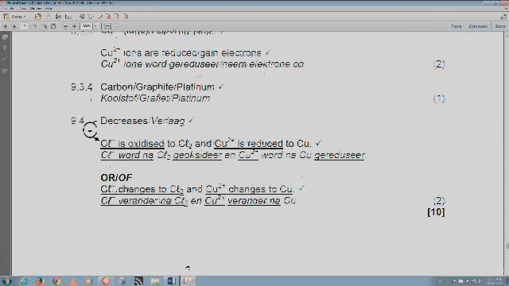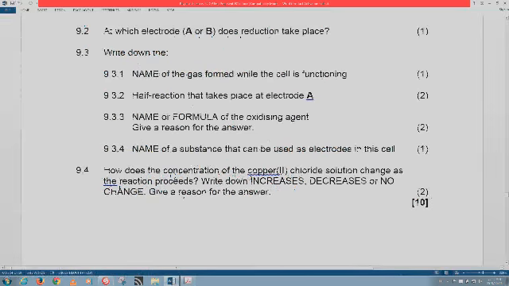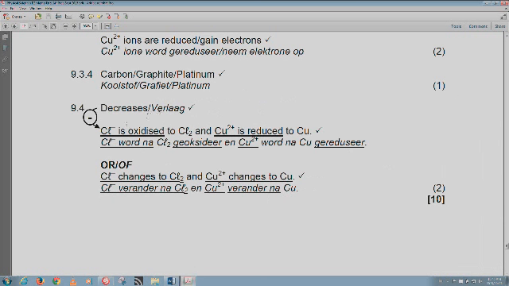The answer there is decreases. And there's negative marking there, meaning the learner must definitely mention that the concentration of copper 2 chloride solution there decreases. And then the reason there is chloride ion is oxidized to chlorine gas, and copper 2 ions are reduced to copper.